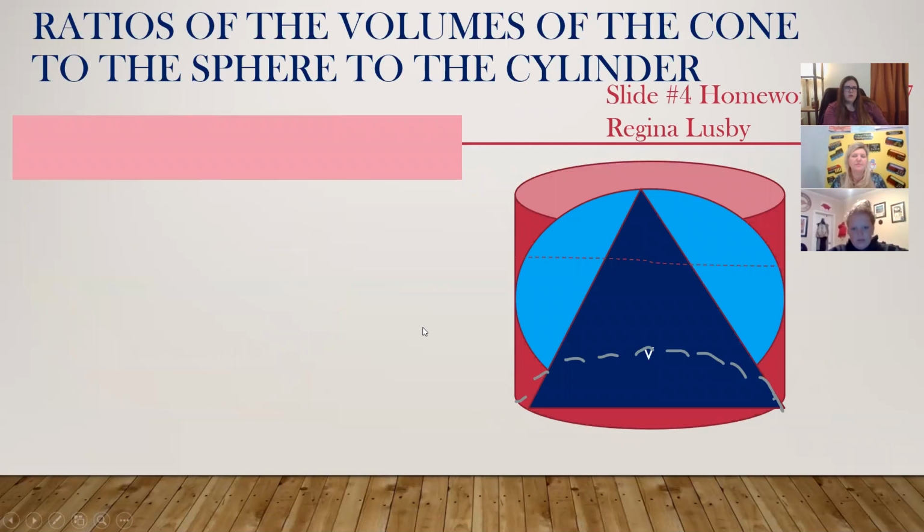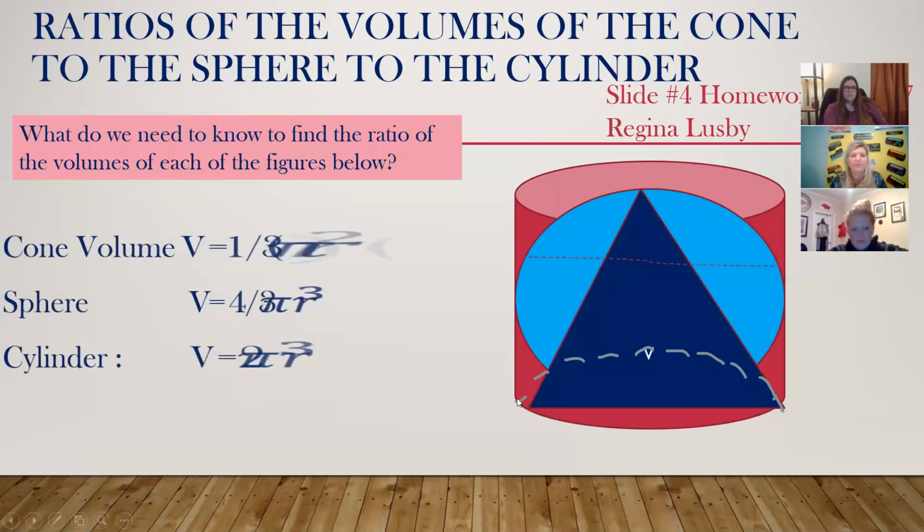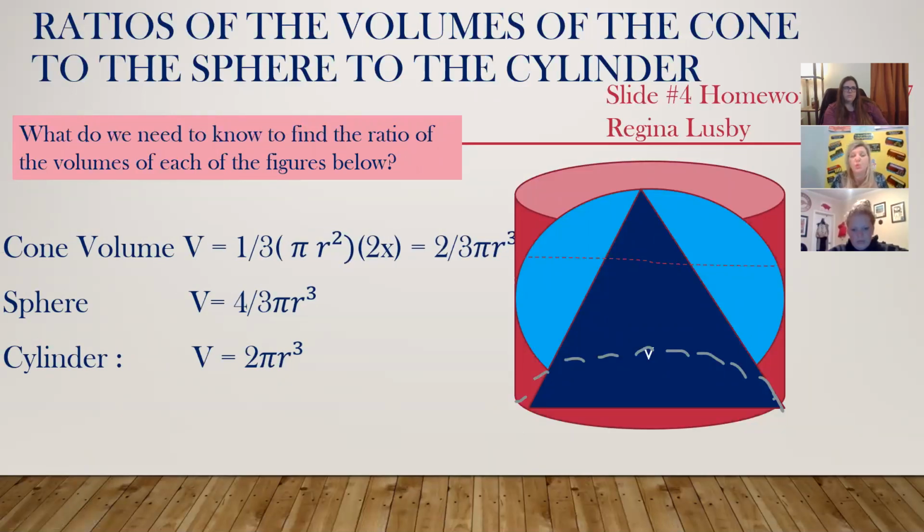And the ratios of the volumes of the cone to the sphere to the cylinder. Regina, what do we need to find the ratio of the volumes of each of the figures below? Okay, well, in order to find those, we actually are going to have to know, let's see if we can get one more click there. I think they'll pop up. There we go. So what you're going to have to know is the volume of each one of those in order to figure out what the ratio is.